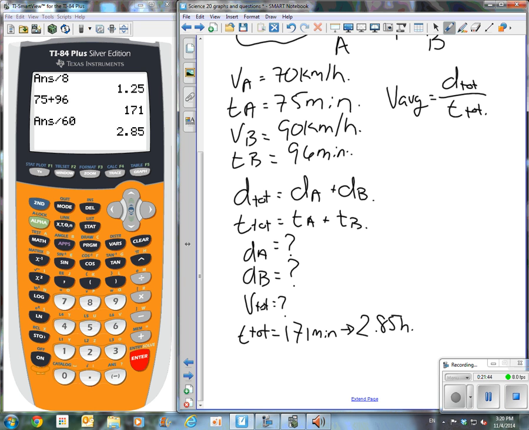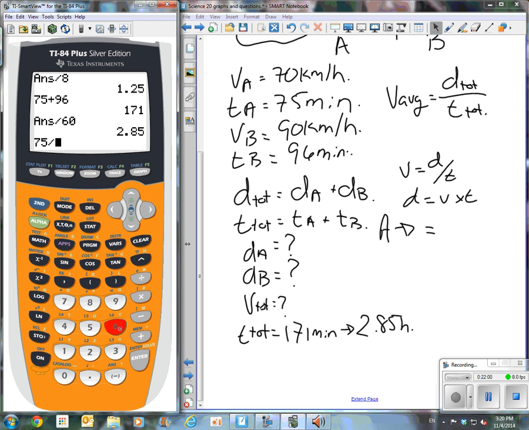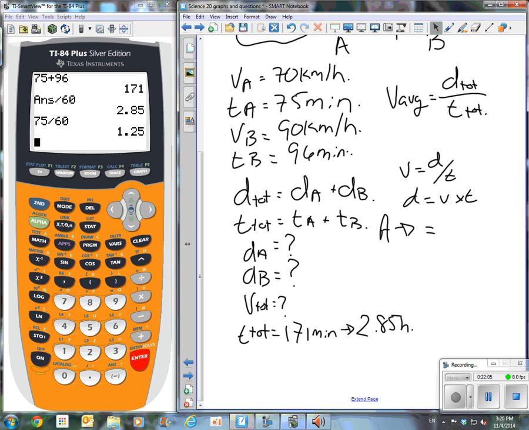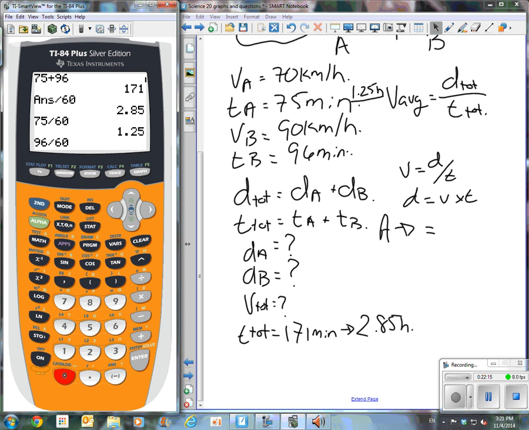distance traveled. So to rearrange, V equals D over T, D is equal to V times T. So if I'm looking at the A portion here, I need to make sure that my time units work. So I'm going to do 75 divided by 60. It's going to give me a little over an hour, so 1.25 hours here. And then I'm just going to quickly do the 96 minutes. That's 1.6 hours here.